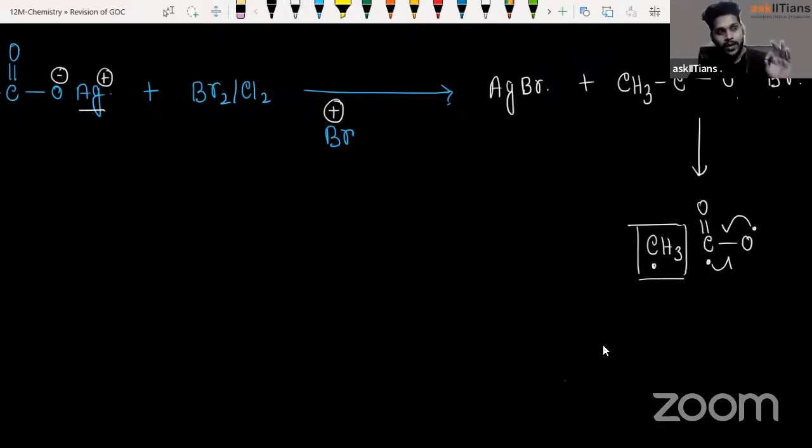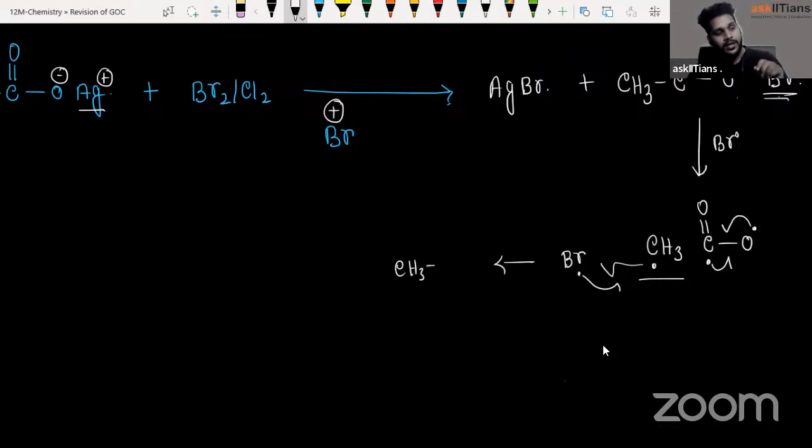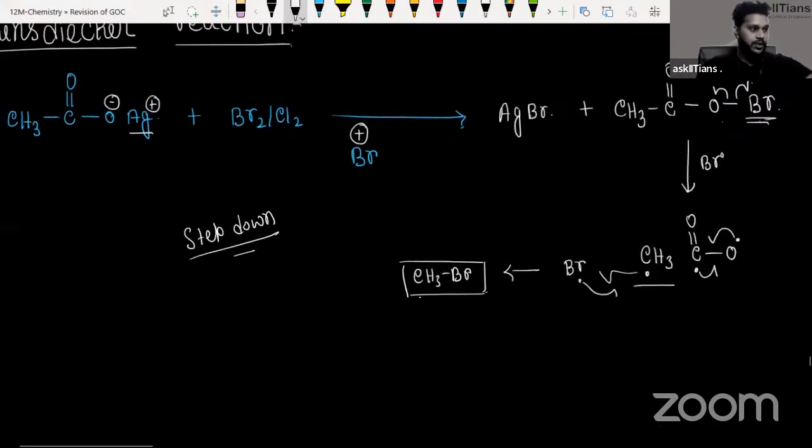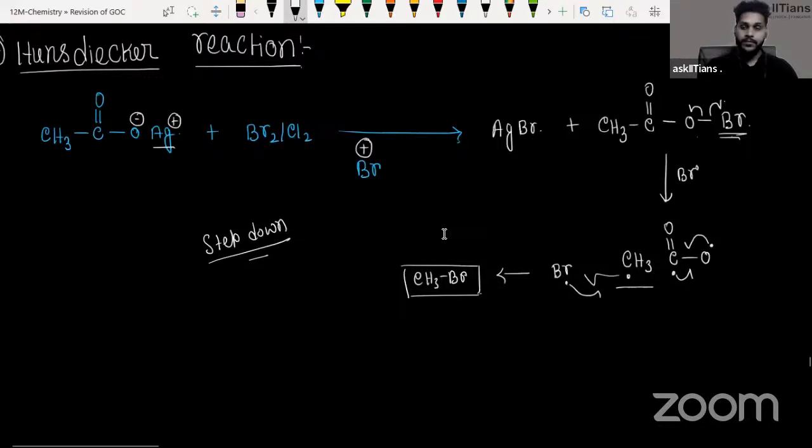Now, to remember, at first this bond got broken as COO radical and Br radical. That Br radical is still there, and it now comes and makes CH3Br. So that's how, guys, we get a step down reaction. A decarboxylation is happening. The entire carboxylic acid group is gone now, and we are getting CH3Br.